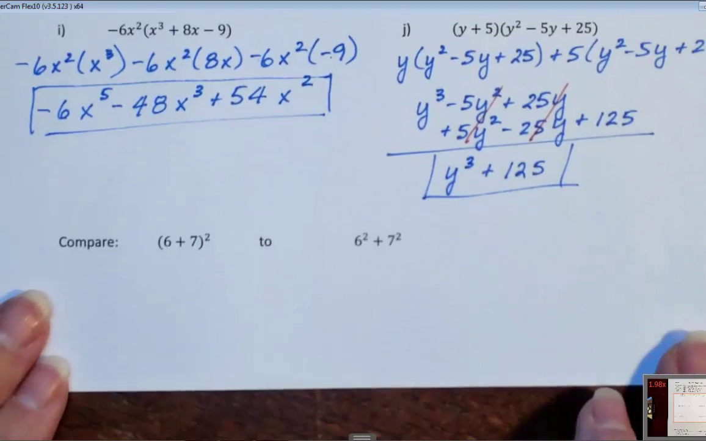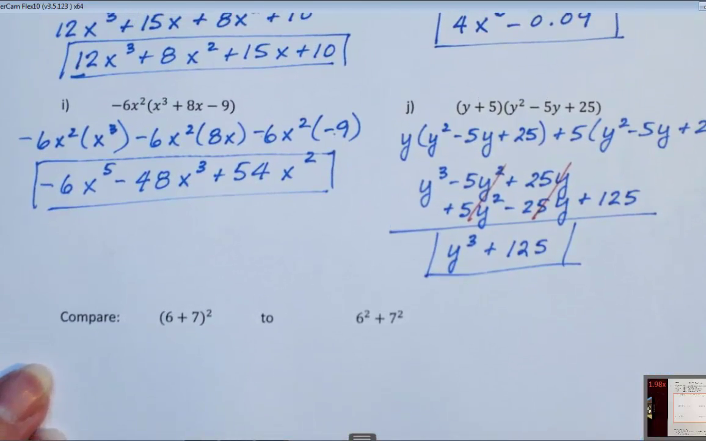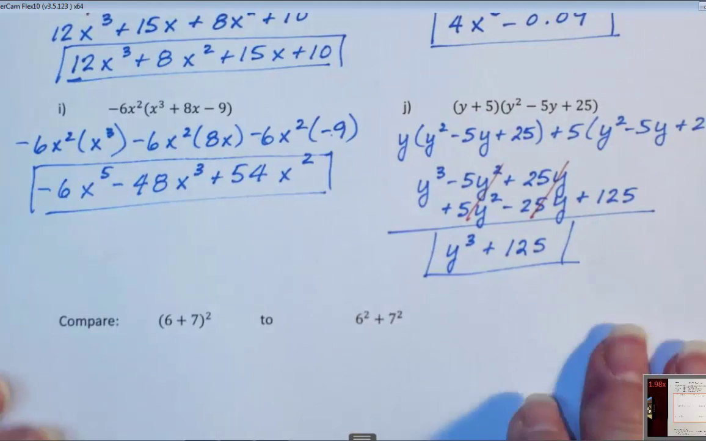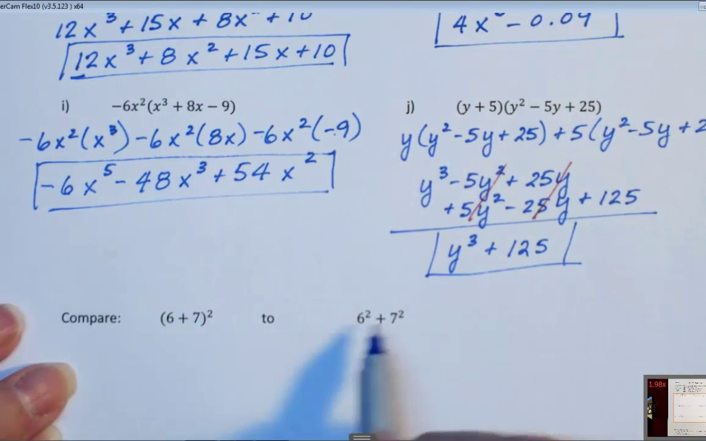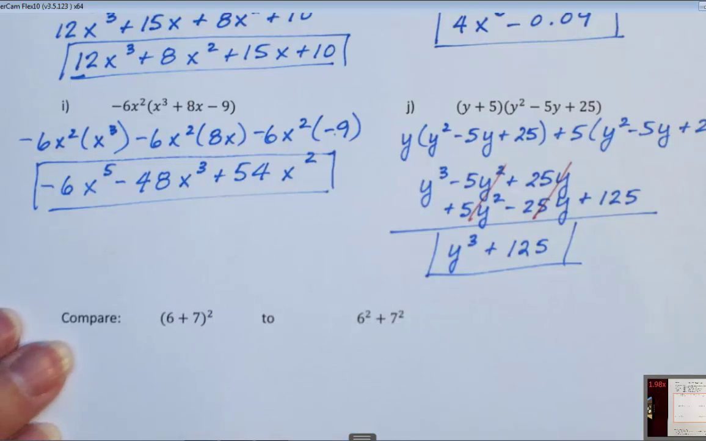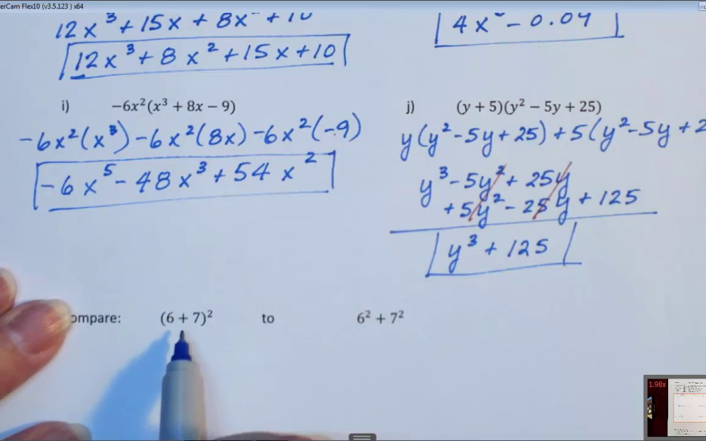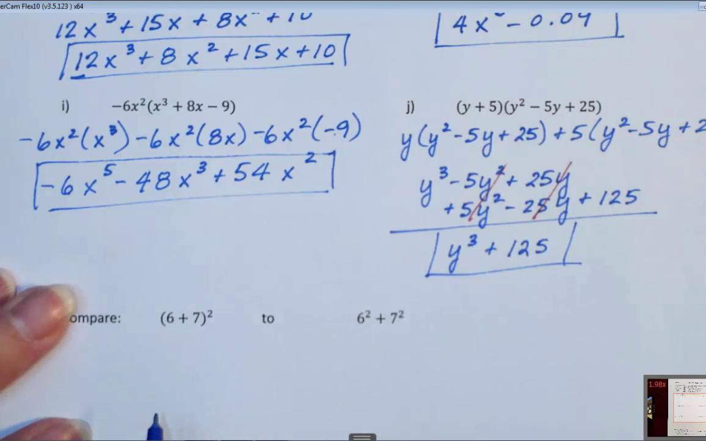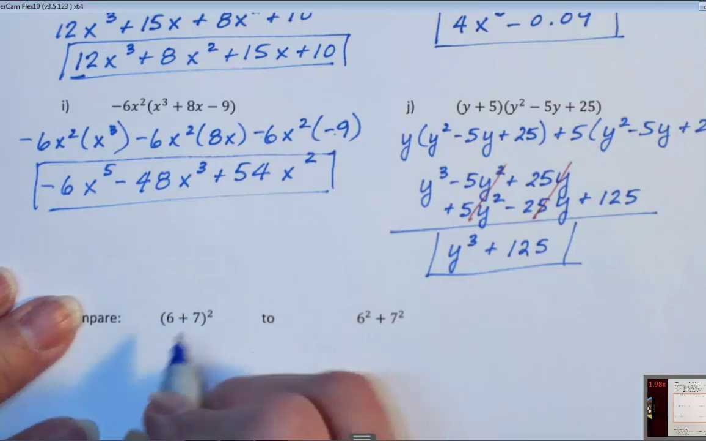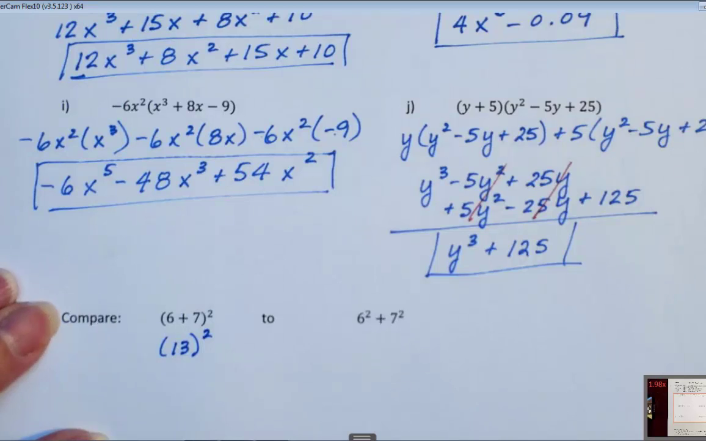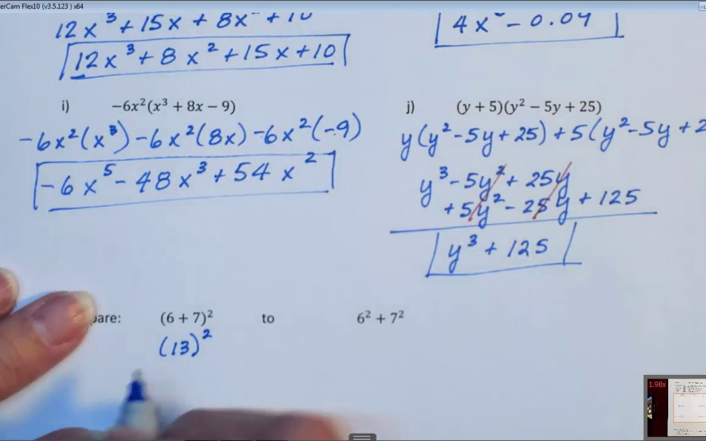These last two problems, I just wanted you to see the difference between them. So what many students do is when they see a binomial squared, they instantly say, oh, this is my answer. I'm just going to square each of the terms. So let's look at what we do here. Following my order of operations, it says I should simplify inside the parentheses first. So 6 plus 7 is 13, and then I'm going to square it. And 13 squared is 169.